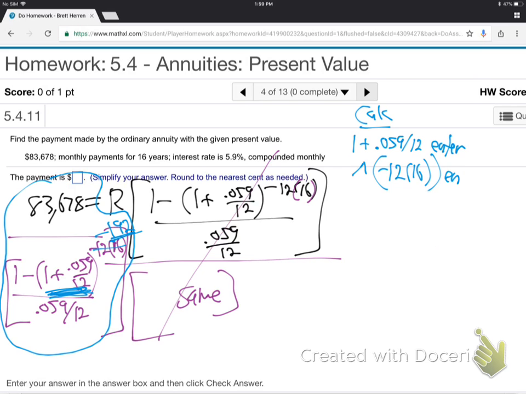It doesn't know what you mean. It can't read your mind. It's not very smart. So we do that, and then we go 1 minus, hit the answer button, and now we've got the whole numerator, don't we? Got the whole numerator, and then remember my trick?